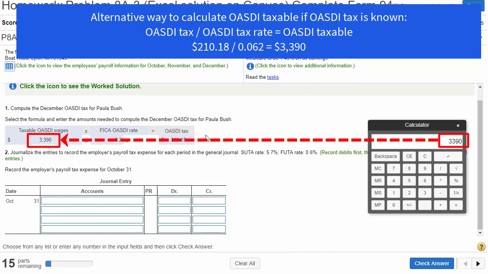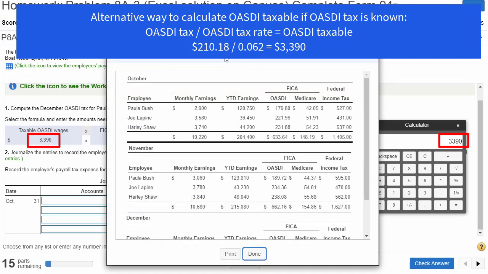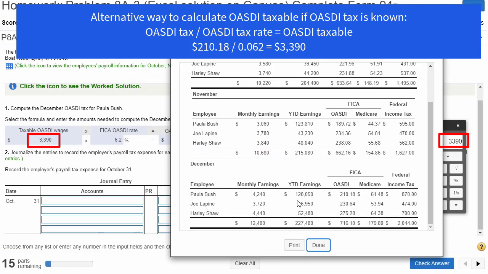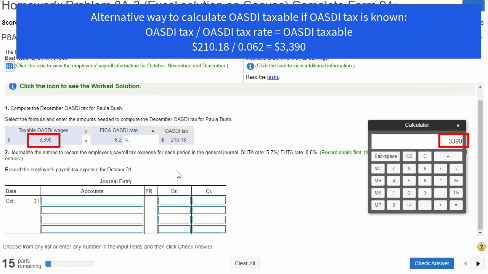So that is how we calculate taxable OASDI for Paula, who went above the limit in December. And then we calculate her tax. So in the next video, we'll do the journal transactions.